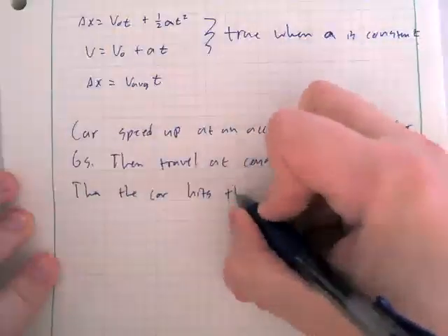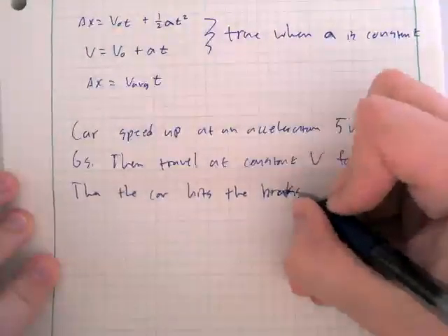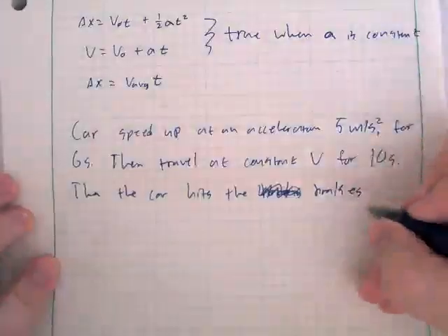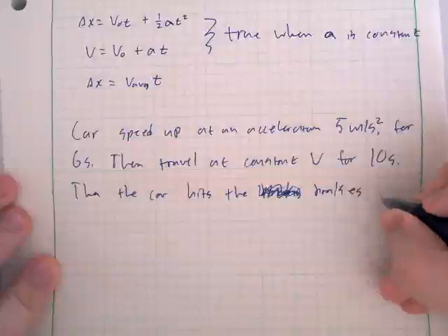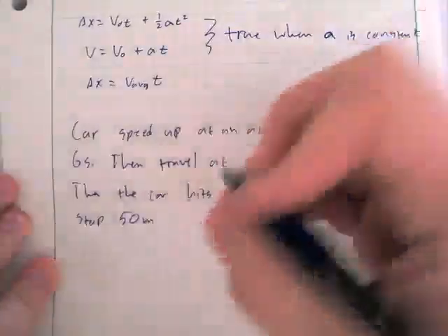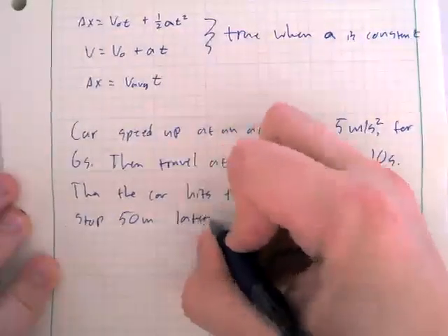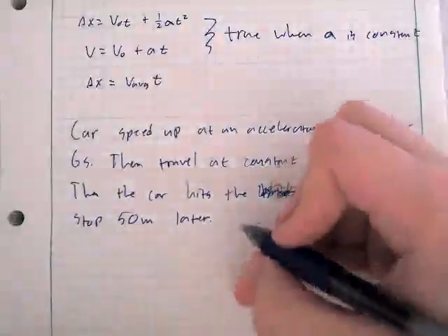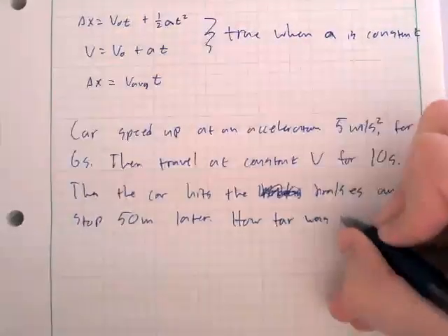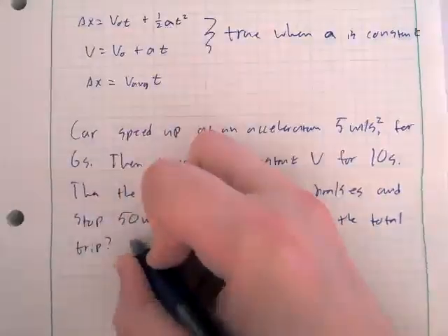So it's going to slow down. Sorry, wrong kind of brakes. I can't spell today. It's going to hit the brakes and stop 50 meters after it initially hit the brakes. So it's going to stop 50 meters later. And what we want to know then is how far was this total trip, and how long did it take?